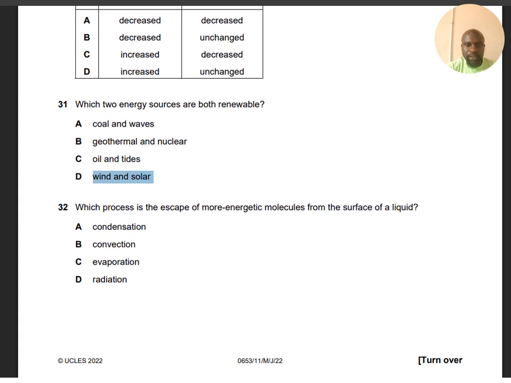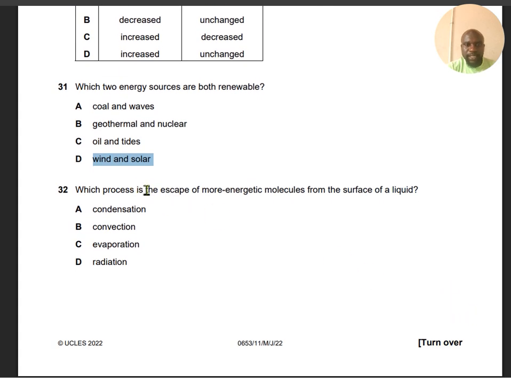Number 32, which process is the escape of more energetic molecules from the surface of a liquid? So number 32, let's say condensation, no. More energetic molecules will not escape there. Convection, no. Evaporation, yes, more energy will be lost through evaporation. So this is the correct answer on number 32. Number 33.